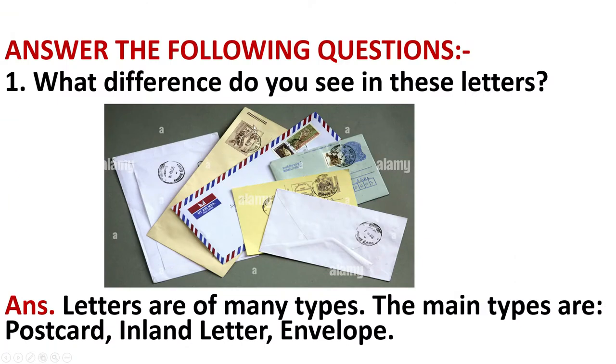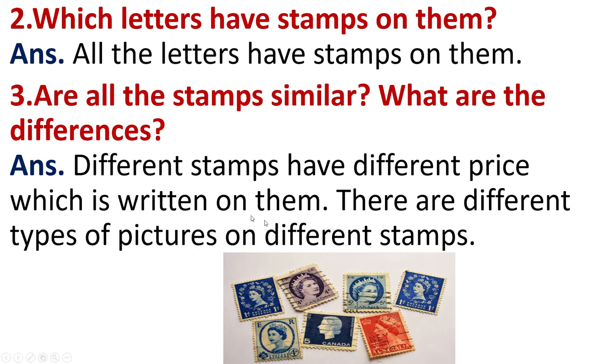Now, let us discuss the question answer. What difference do you see in these letters? We can see letters are of many types. The main types are postcard, inland letter and envelope. Which letters have stamps on them? All the letters have stamps on them.